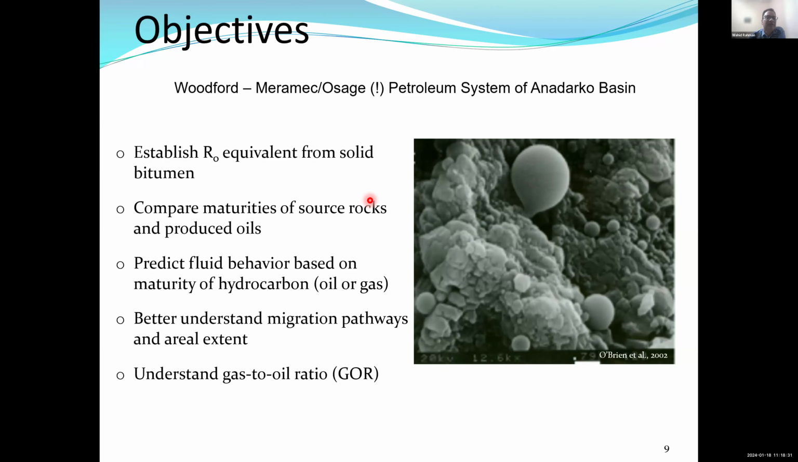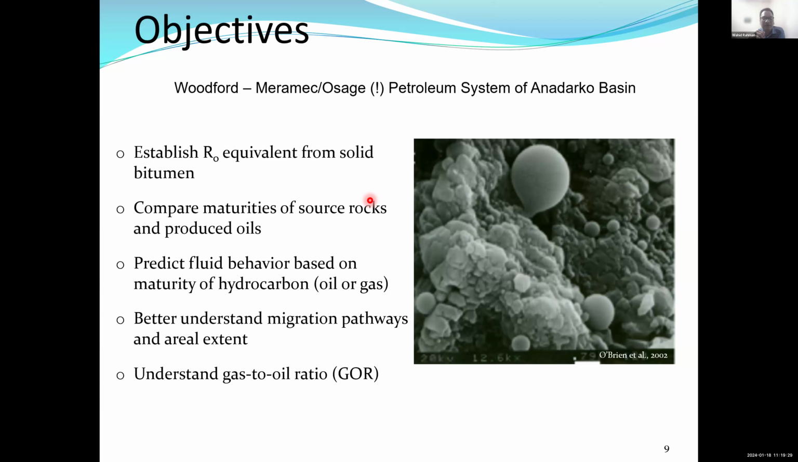We are establishing the thermal maturity, Ro equivalent, from solid bitumen and comparing the maturities from source rock to produced oil. Remember, if you have a true unconventional rock, where the raw hydrocarbon did not migrate and stayed in the same rock, then the maturity of the fluid and the maturity of the rock should be pretty close to each other, so we can say migration is pretty much zero. That's what I was trying to find out. Then, taking this oil and gas maturity and converting it to hydrocarbon fluid properties, to understand the behavior of the fluid, meaning oil and gas, GOR and other things, and then better understand the pathways, how the migration happened from source to sink.